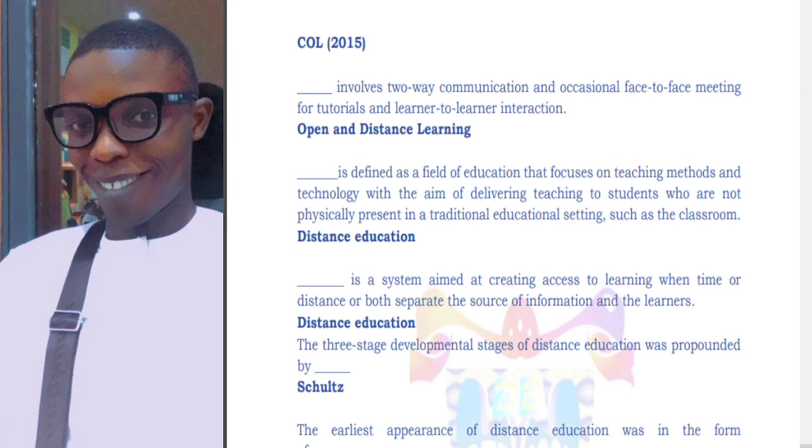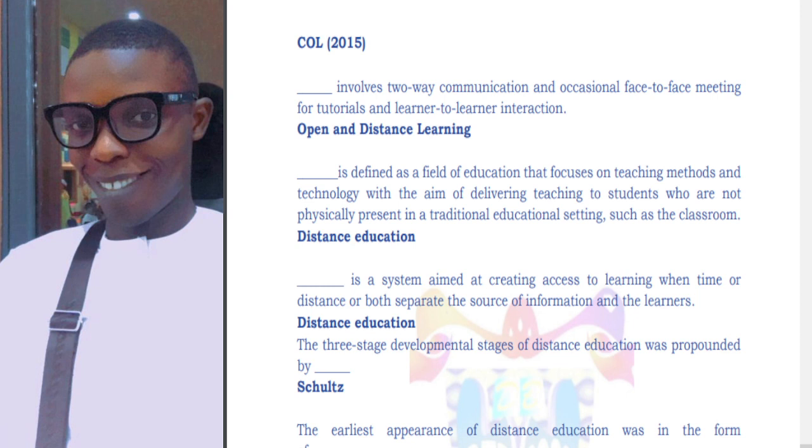Now, open and distance learning involves two-way communication and occasional face-to-face meetings for tutorials and learner-to-learner interaction. That is another thing we need to know. It is a two-way communication: there is information being passed across and there is feedback being received. There should be a response coming from the learner, and of course, the instructor is supposed to respond to this feedback. So it is two-way.